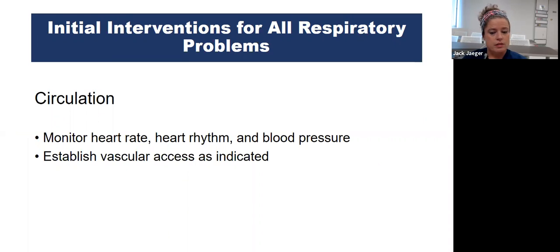You also want to assess circulation. So you're going to monitor the heart rate, the heart rhythm, and a blood pressure, and then establish a vascular access as indicated.